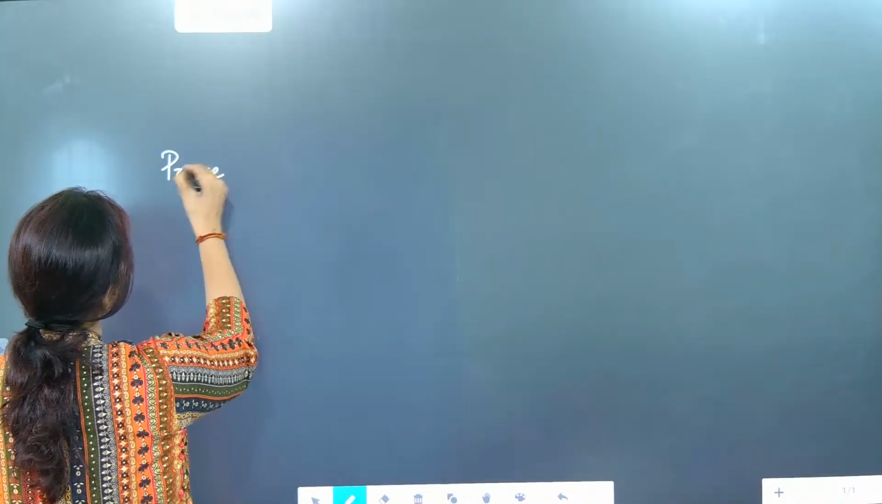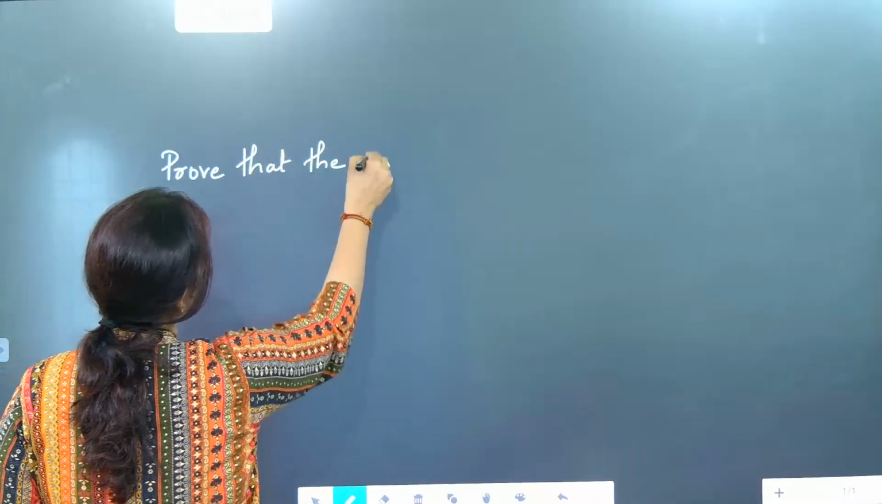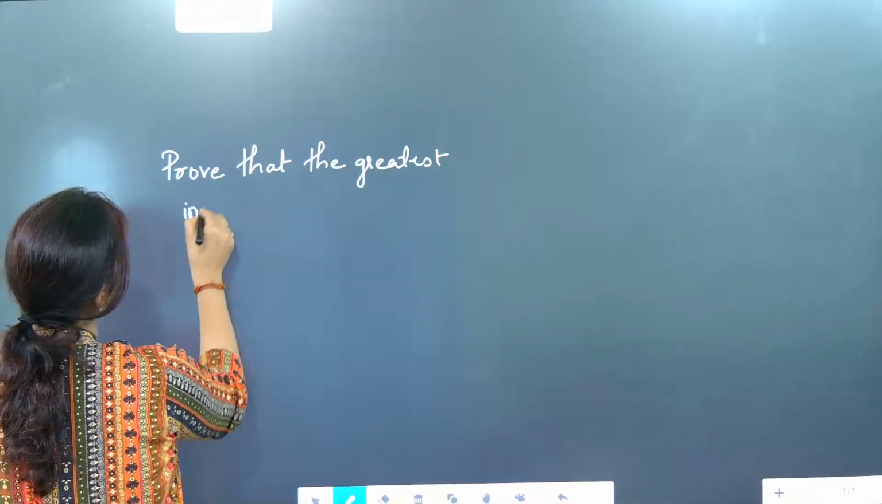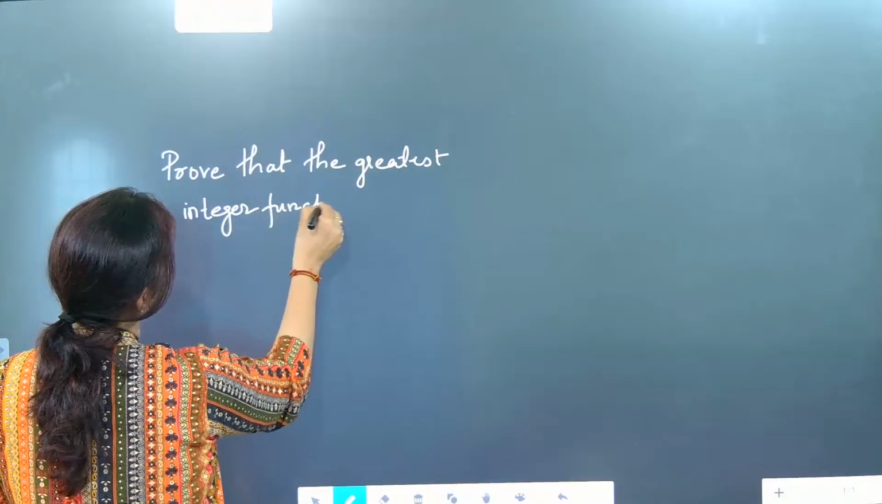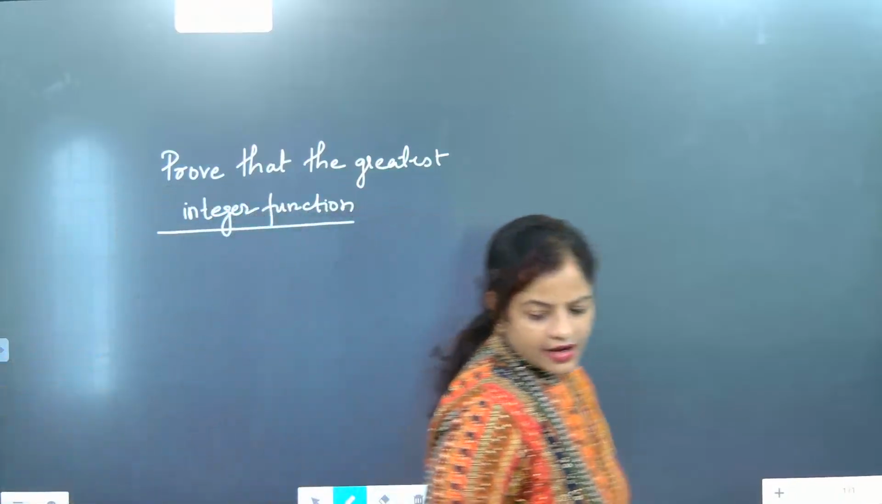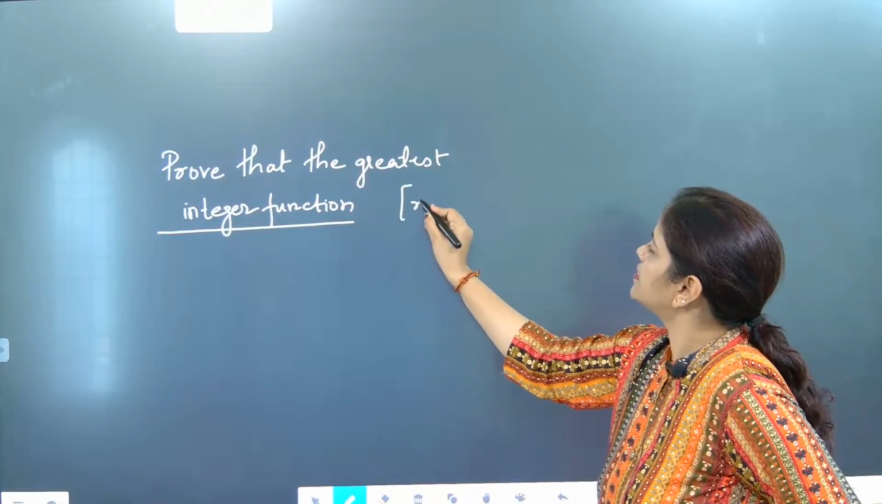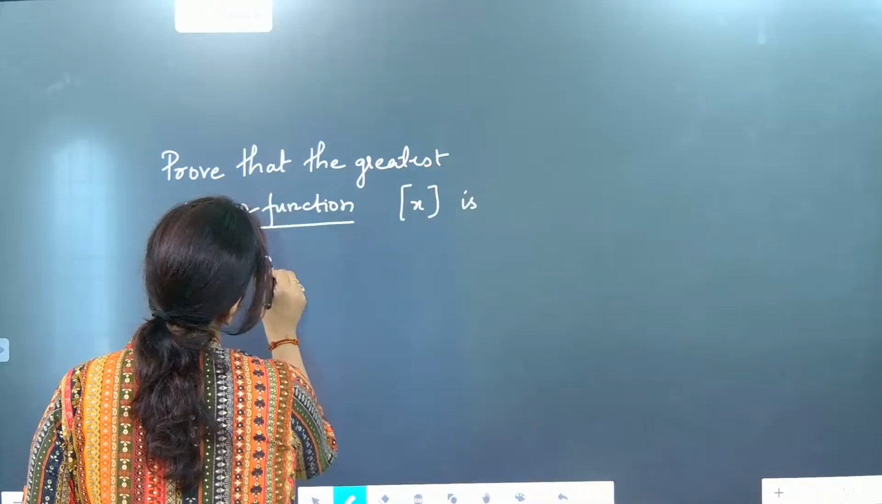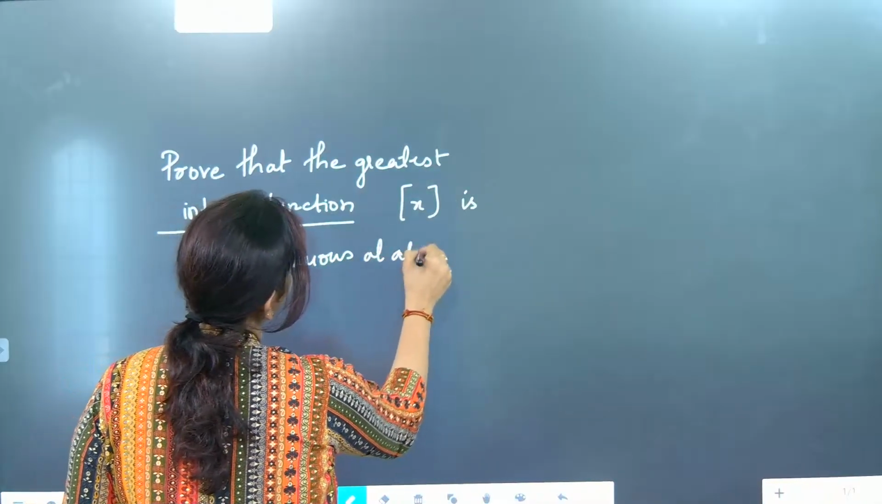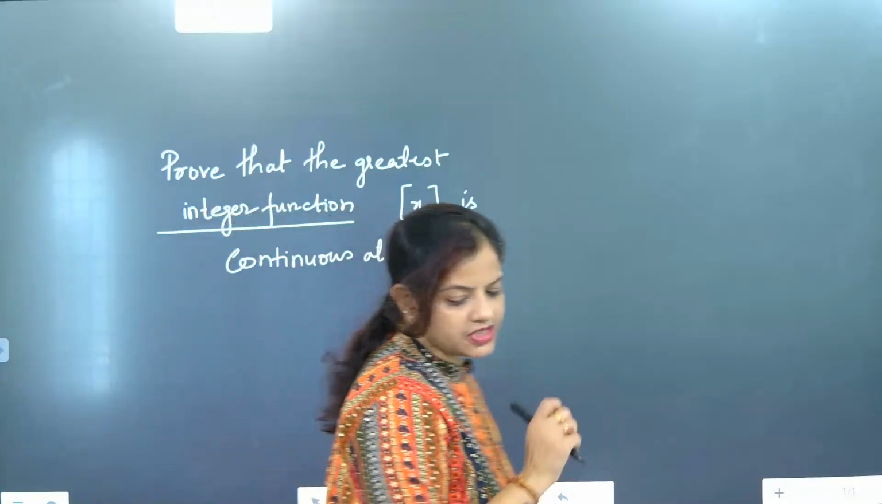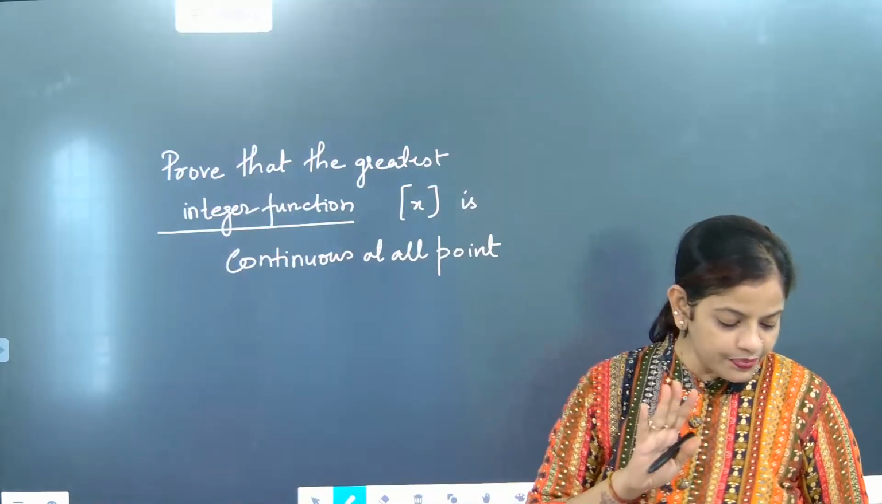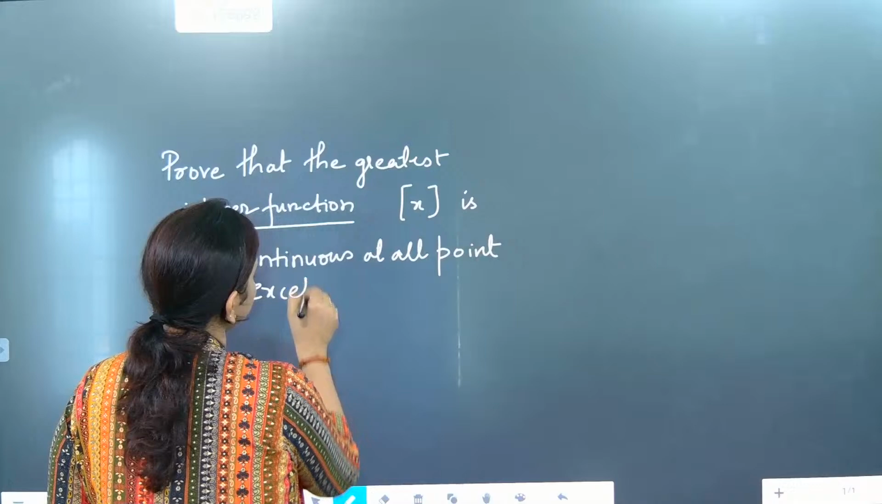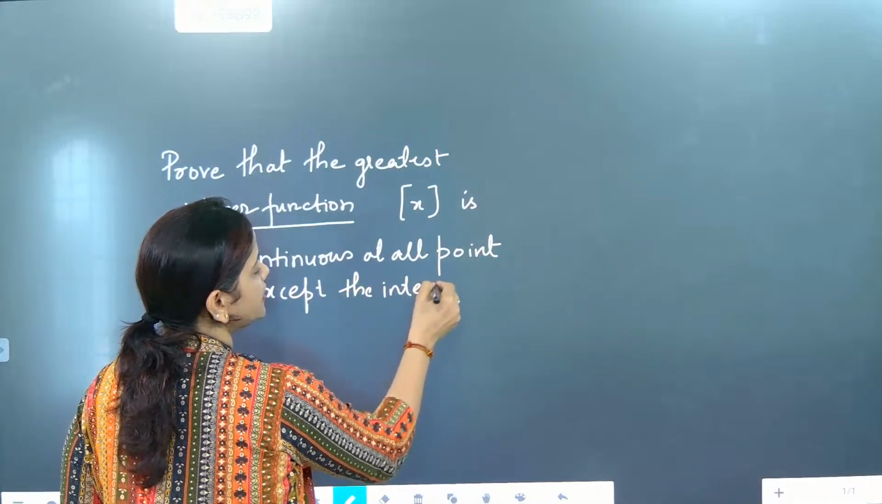Now look here. Question is: prove that the greatest integer function is continuous at all points, except the integer points. Understood, na, beta? So except the integer points.